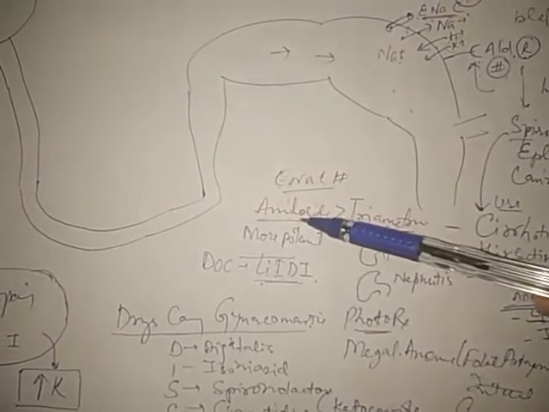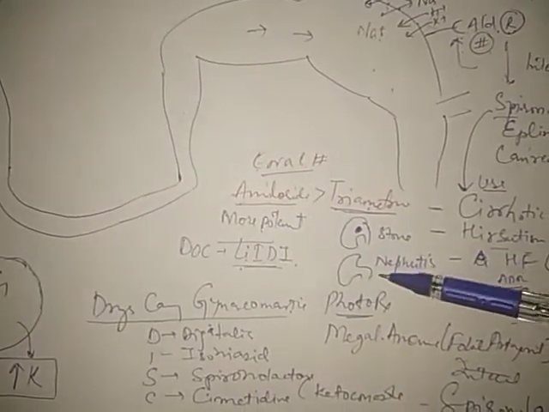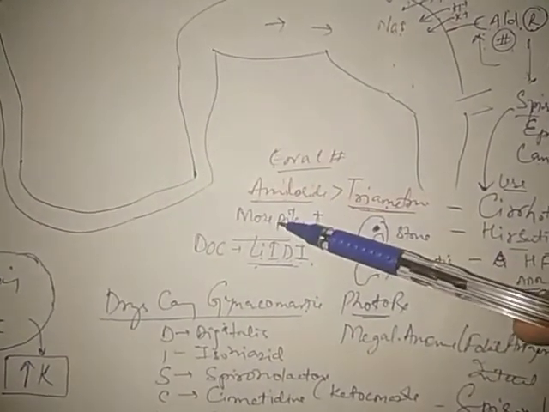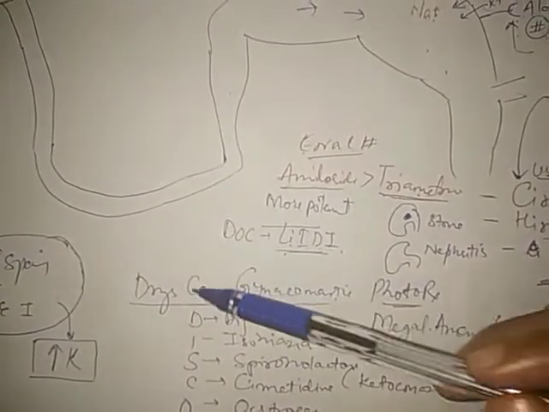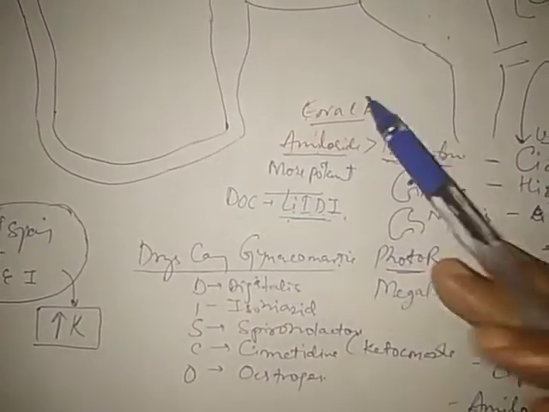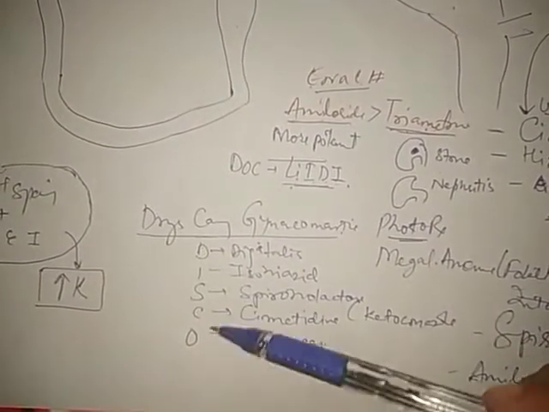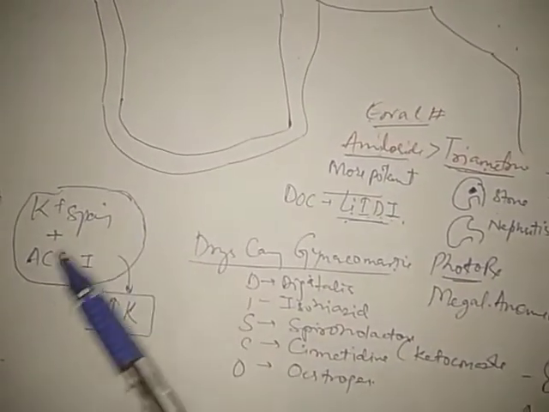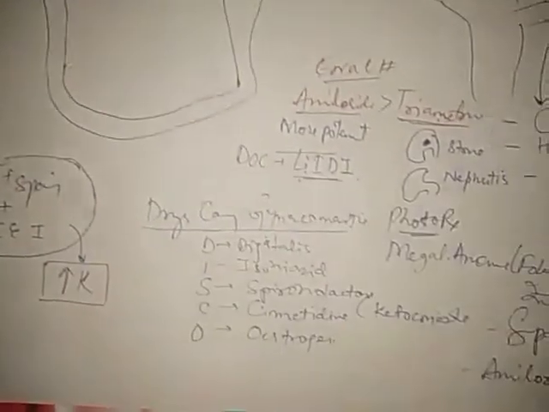ENaC blockers: amiloride is more potent than triamterene. Triamterene has some side effects like kidney stone, nephritis, photosensitivity, megaloblastic anemia. And amiloride, being more potent, is the drug for lithium-induced diabetes insipidus. And the drugs that cause gynecomastia, I told you, you can remember DISCO: digitalis, isoniazid, spironolactone, cimetidine or ketoconazole, and estrogens. Interactions: you don't combine potassium sparing diuretics with ACE inhibitors, dangerous hyperkalemia can occur.